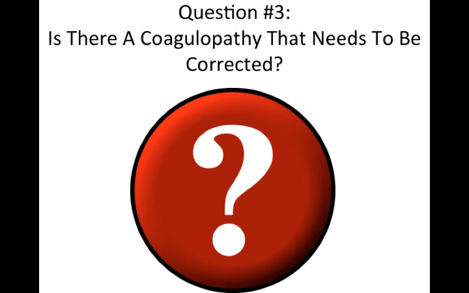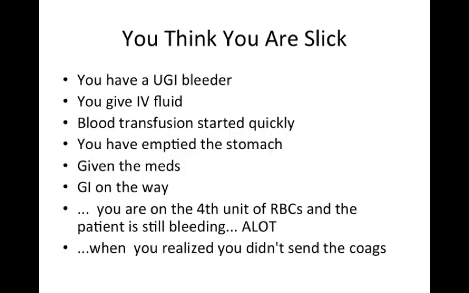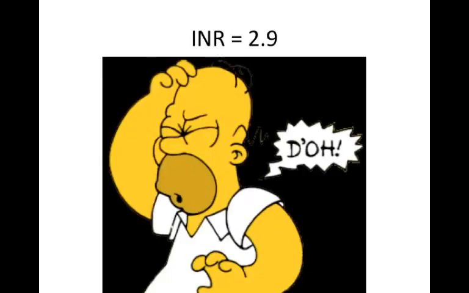Question number 3. Is there a coagulopathy that needs to be corrected? So you're thinking you're slick. You got an upper GI bleeder, you give them IV fluid, blood transfusion is started quickly, you've emptied the stomach, you've given the meds, GI's on the way, you are doing good. But now you recognize that you're on your 4th unit of packed red blood cells and the patient is still bleeding. A lot. When you recognize that you didn't send the coags. So, INR 2.9.